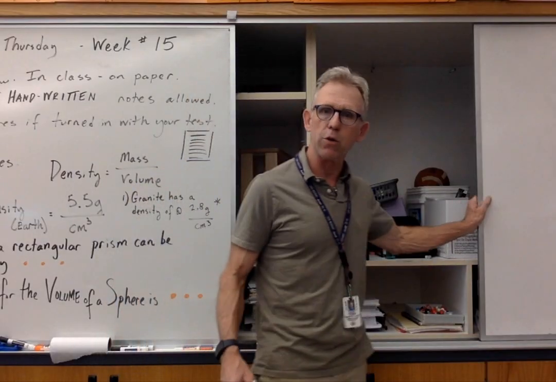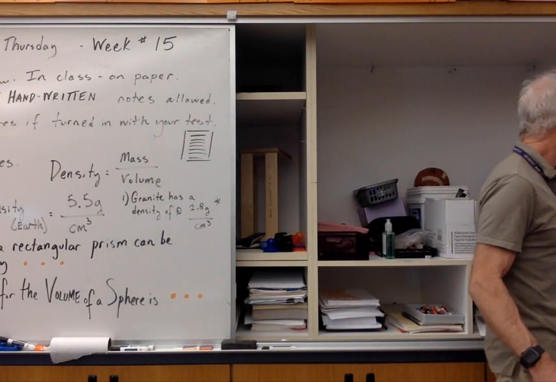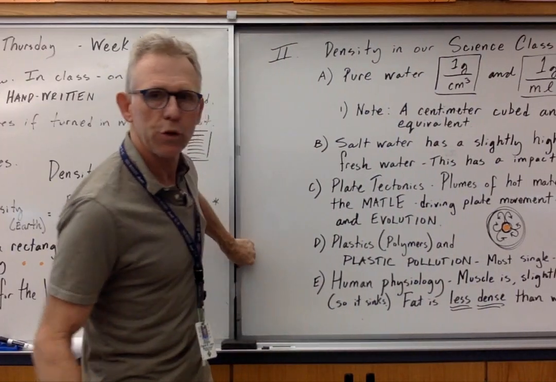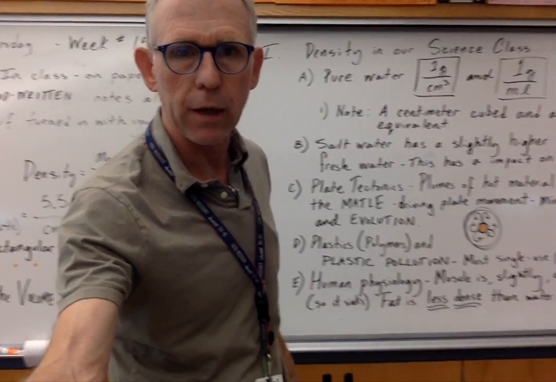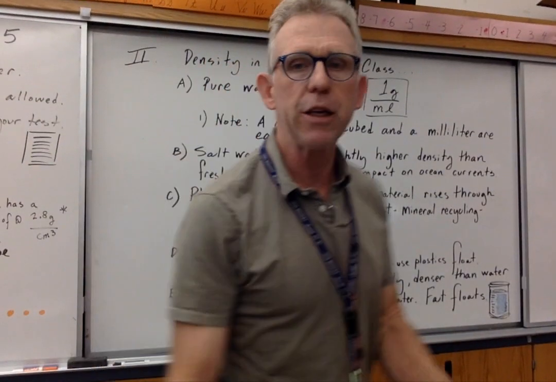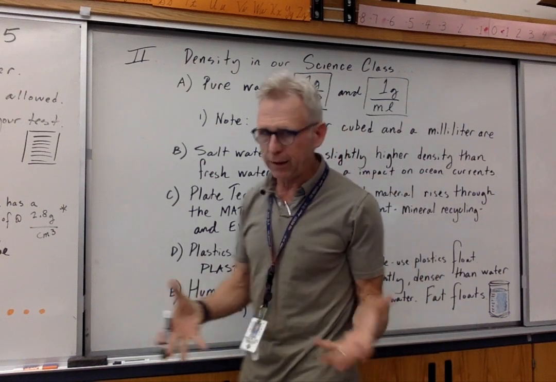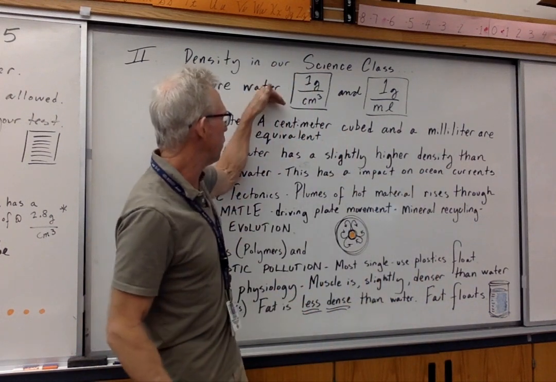Let me get the other board over here. One of the places that we see it is water. When you check out the density of pure water, and I'll spin my camera just a little bit, the density of pure water is 1 gram per cubic centimeter. Very, very convenient, easy number to remember, 1 gram per cubic centimeter.